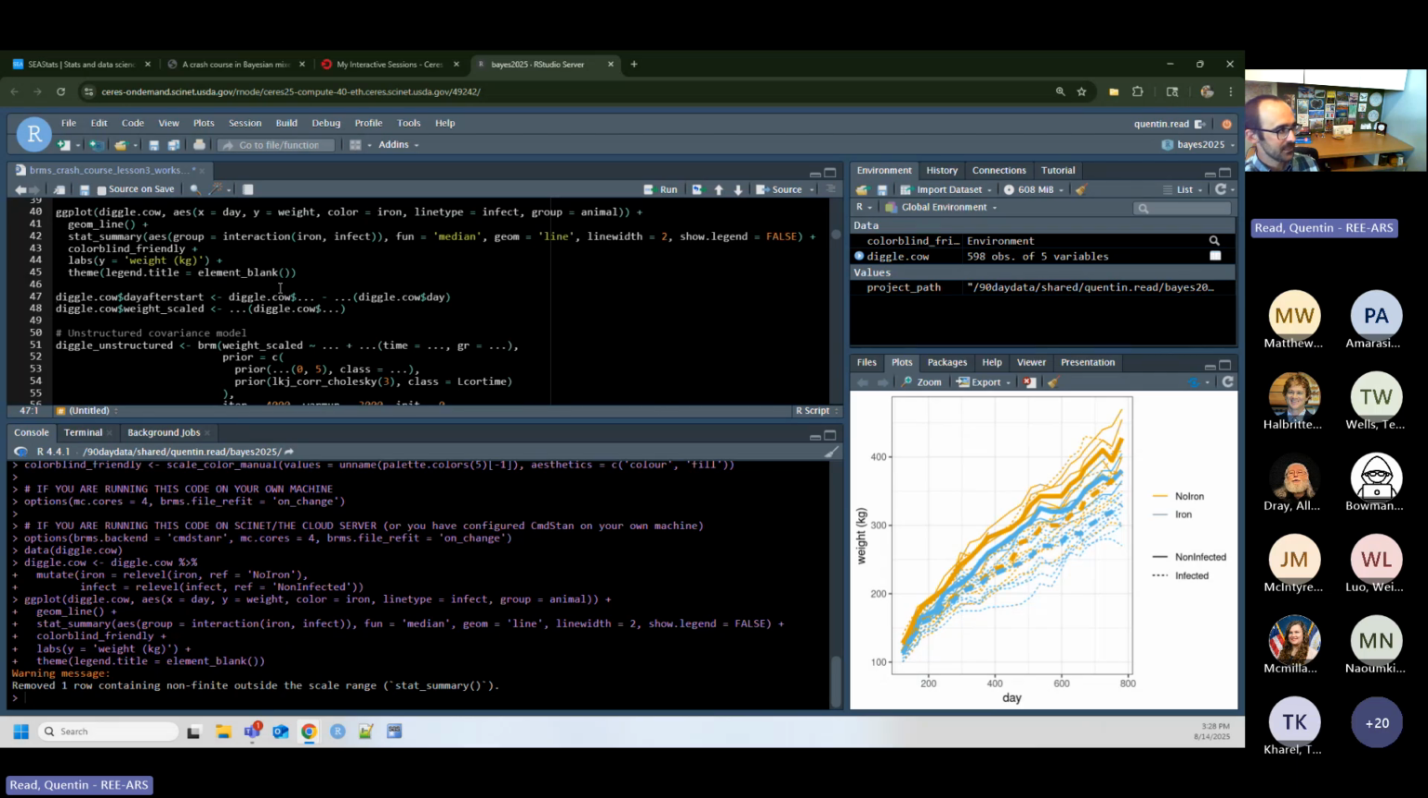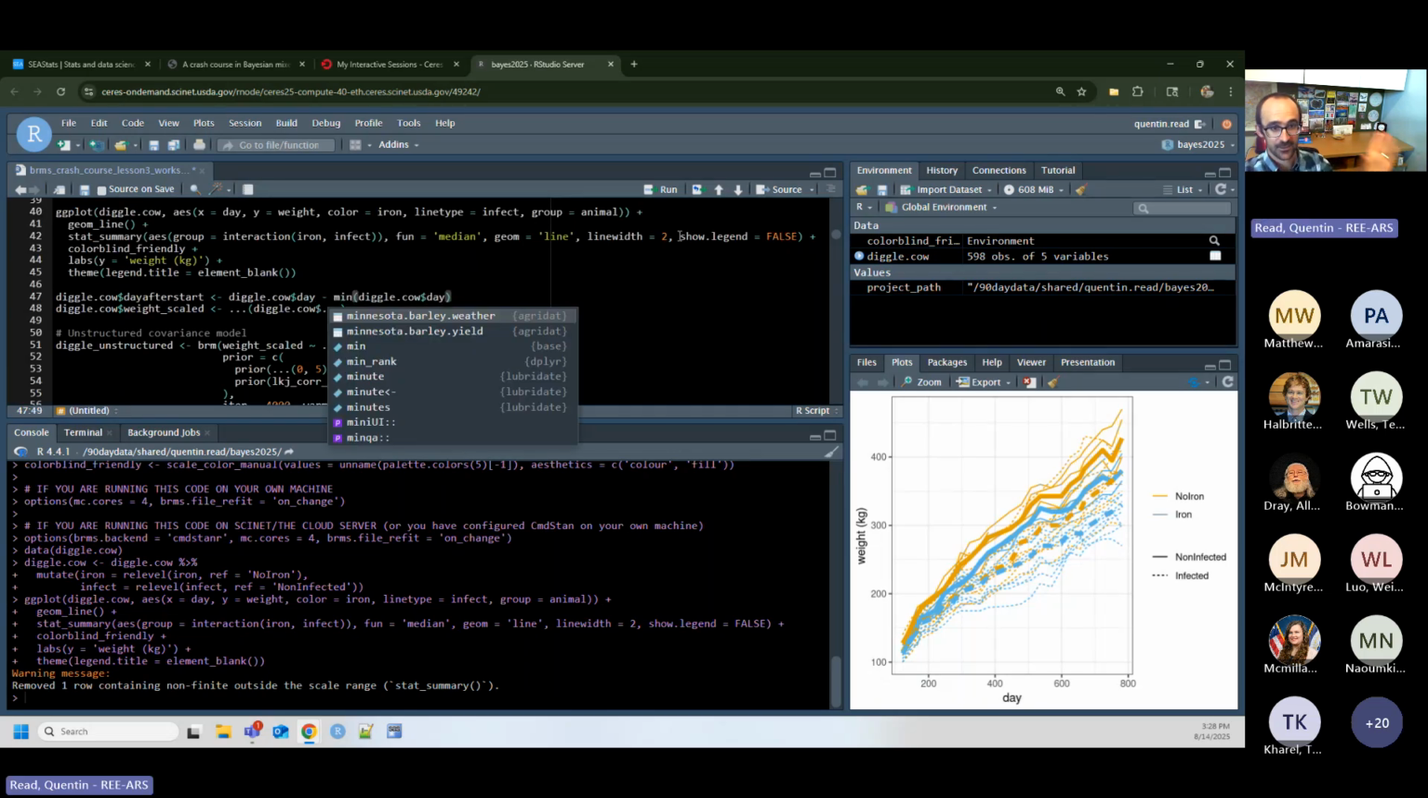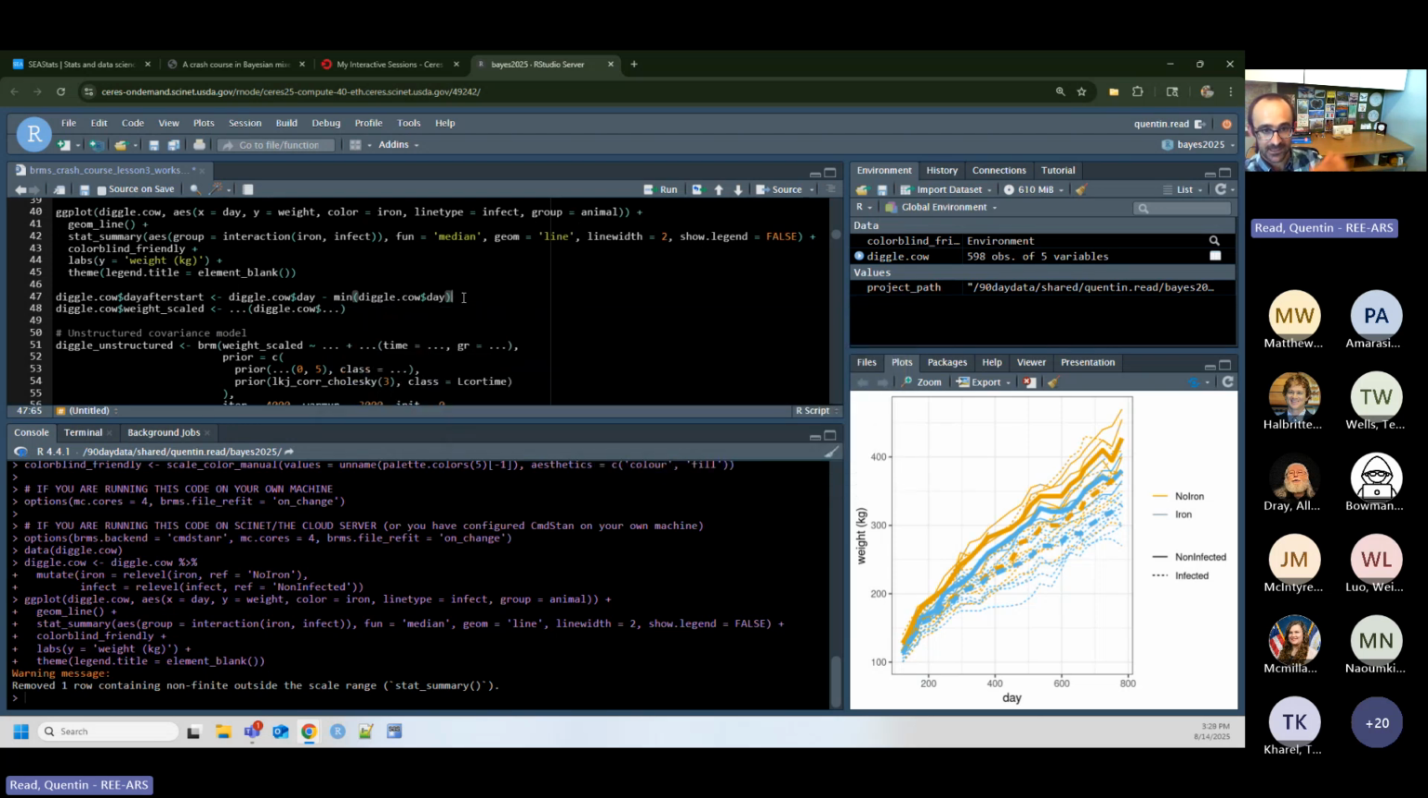But I think it can be useful for model fitting to make it more consistent and set all of the variables so that 0 is the starting day for each cow. So we're going to make a new column called day after start by taking the column day and subtracting the min of day from it. So we're subtracting the minimum from every value of day so that the lowest will be 0.